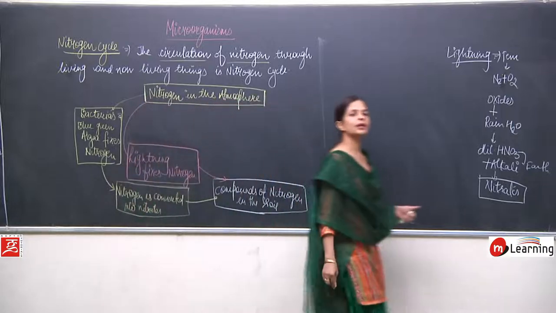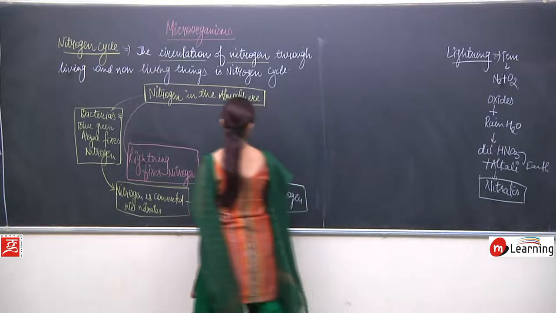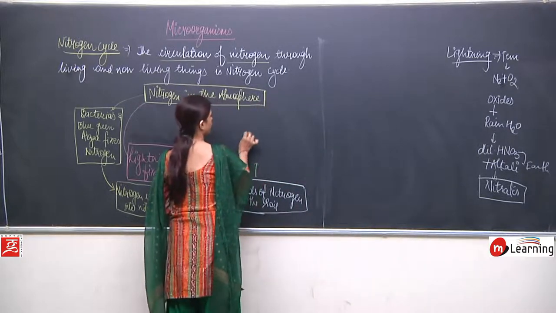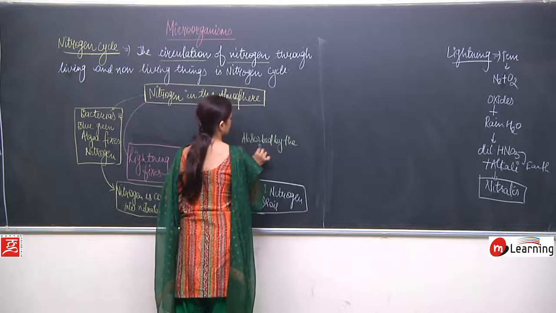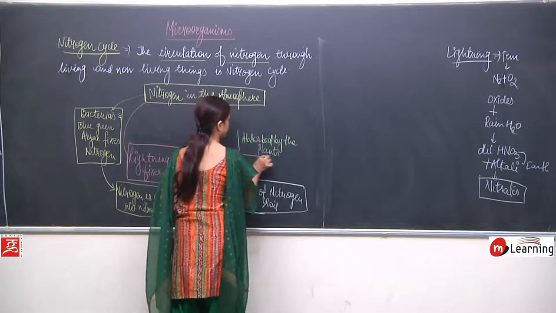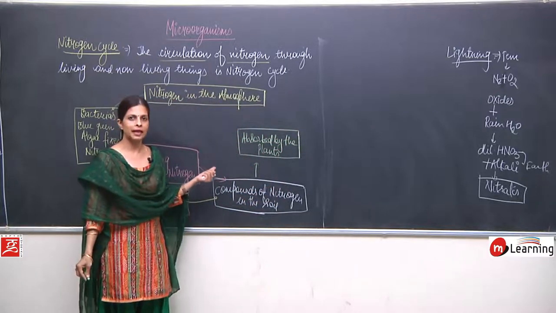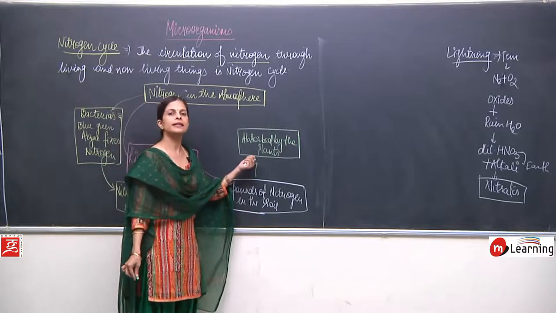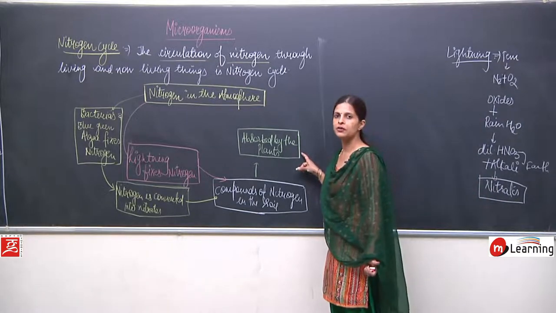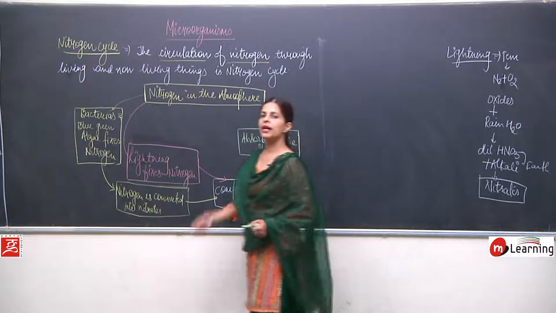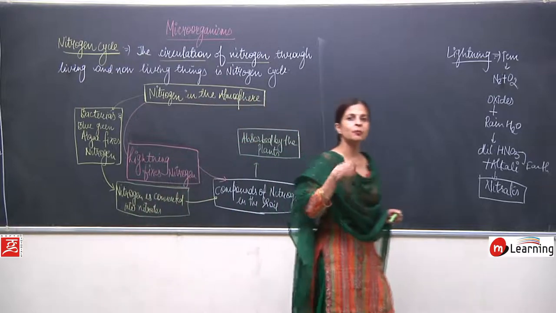Now, what is happening with the nitrates inside the soil? Who will take them? Where will they go? They are absorbed by the plants. From the soil, the plants absorb the nitrates, or the compounds of nitrogen. Here, the nitrates will be converted into plant protein.